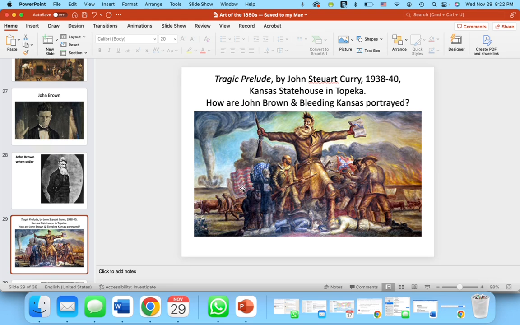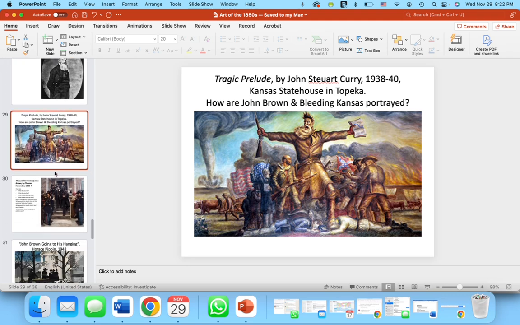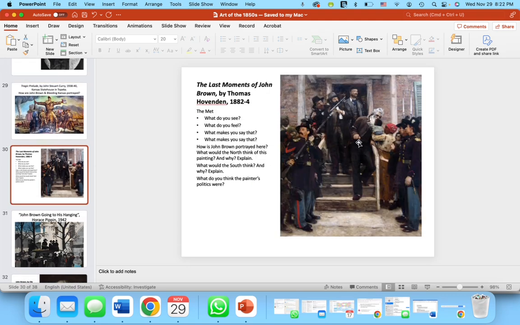Over here on the left, you get the North. On the right, you get the Confederates, the South. And the storm is coming here. You see the dead soldiers. The Civil War is coming. It's like a prairie fire sweeping across the prairie. It's like a tornado coming. You get all this storm imagery. This is 1859. Famous painting here by Thomas Hovenden.